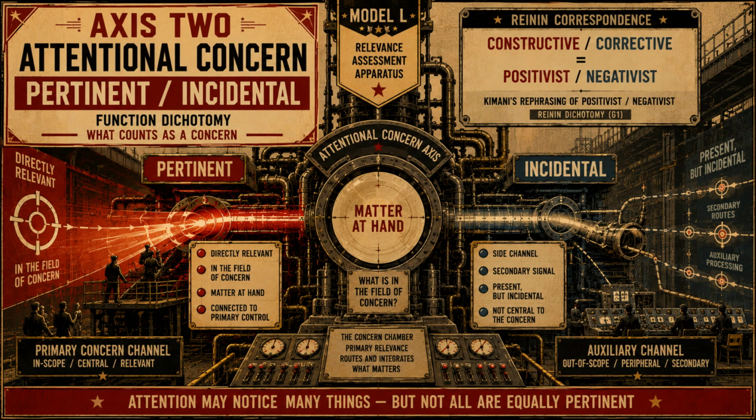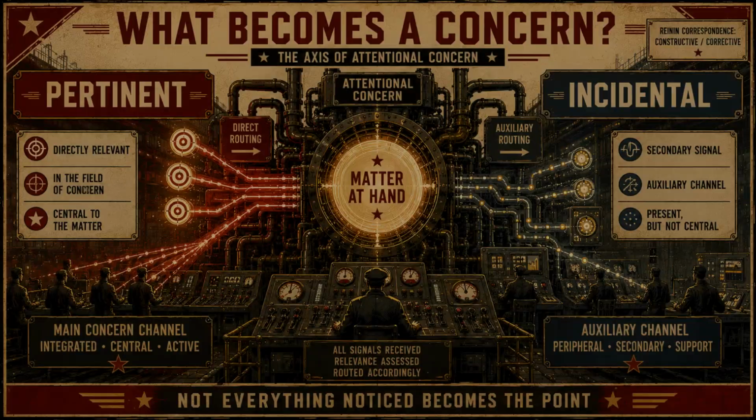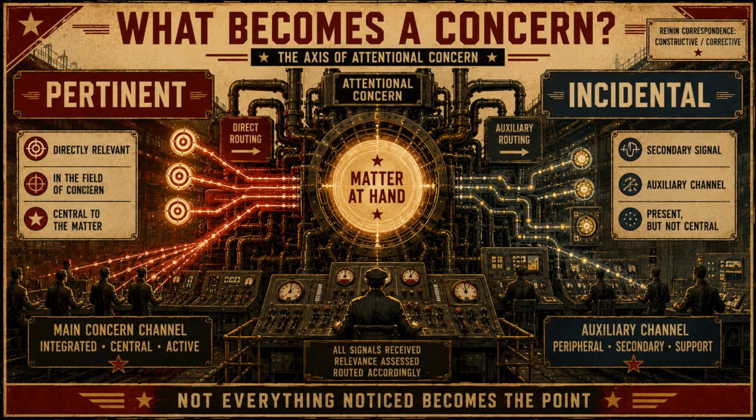So again, there are two layers. At the function level, interest uses pertinent/incidental. At the Reinin level, this corresponds to constructive/corrective. Together with focal concentration, this gives us the two questions behind interest. How prominently does attention gather, and how directly does the function matter as a concern? The practical difference between pertinent and incidental is not whether something is noticed. Both can be noticed. The difference is whether the function enters the type's main field of concern.